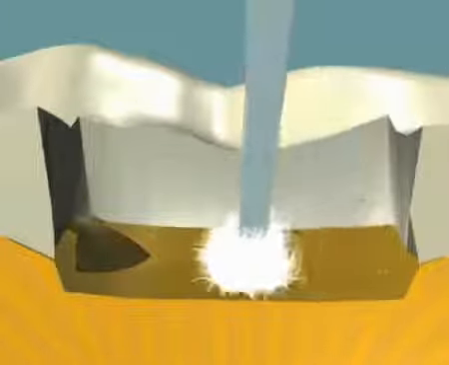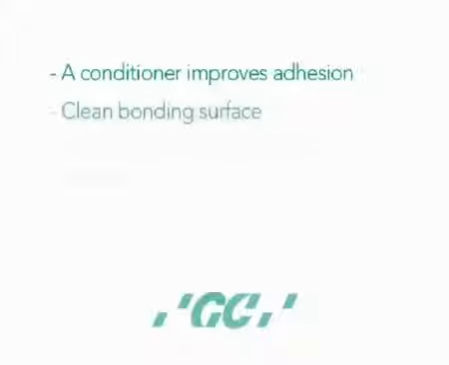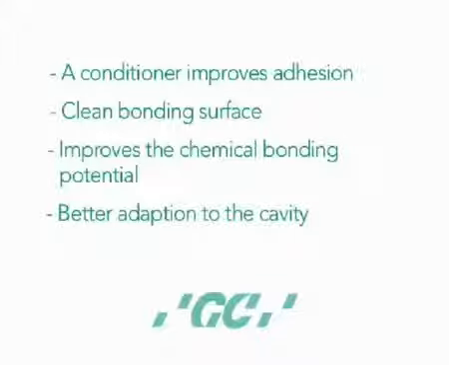Using a conditioner improves adhesion in 3 ways. It creates a clean bonding surface. It improves the chemical bonding potential of the glass ionomer cement, and it alters the surface energy of the tooth so that the cement can wet and adapt the cavity more effectively.